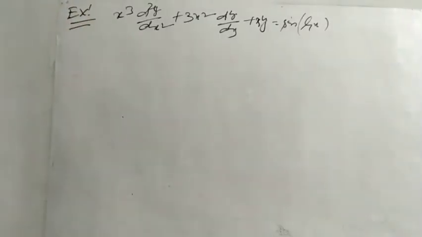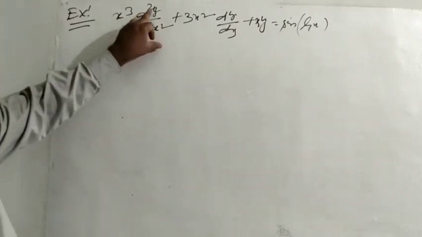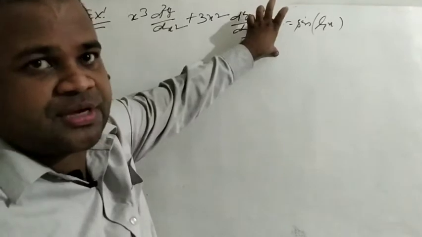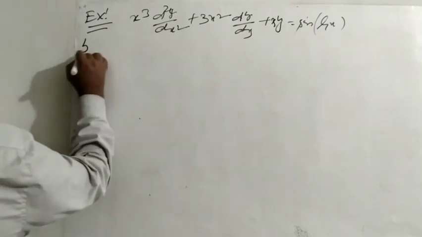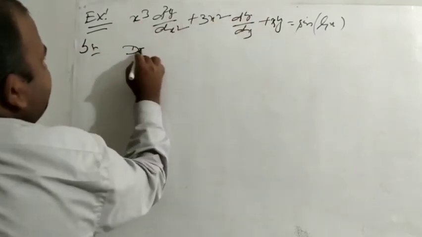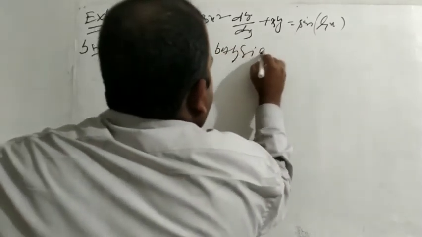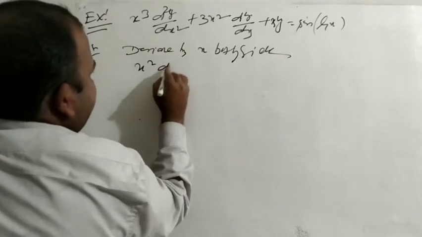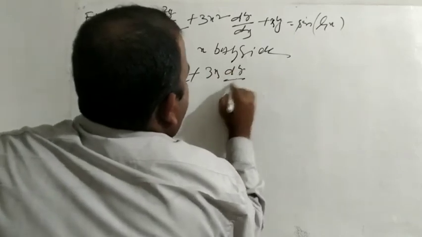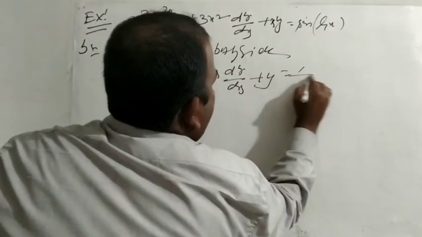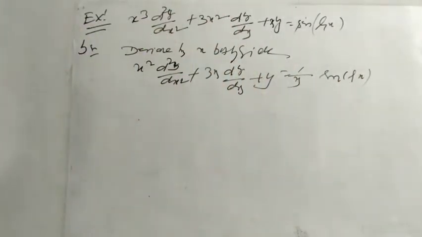Now you will solve the next problem, that is x cube d square y by dx square. So here x cube is there, but d square is there. So here you will convert in the form of homogeneous, as I told at the starting of the lecture in case of Cauchy's homogeneous differential equation. So divide by x both sides. So this is x square d square y by dx square plus 3x dy by dx plus y equals to 1 upon x and sin of log of x. Now it is the homogeneous differential equation.